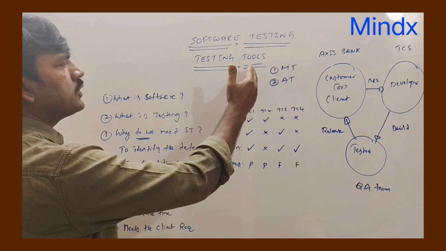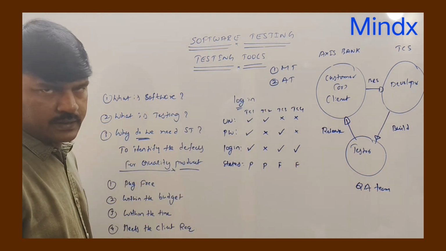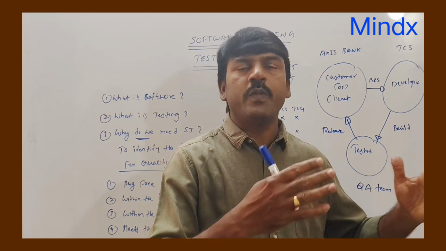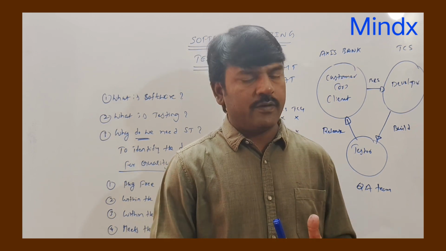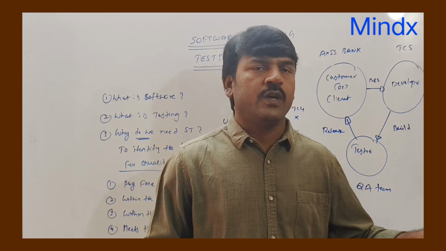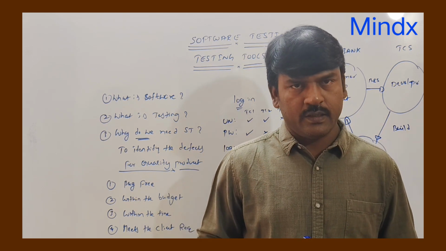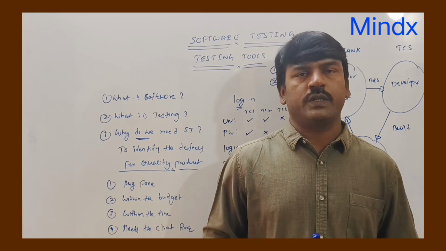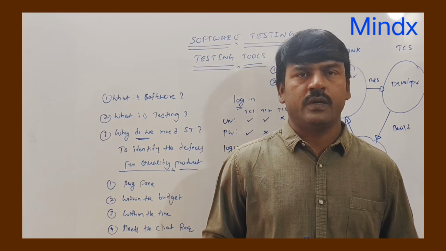For the testing point of view, what is it? Tools. What are the tools? One is manual testing, another is automation. Manual testing, as I said, is software testing with human interactions. That's called manual testing. What is automation testing? Software testing with another software. This is called automation. So these are the two tools for testing an application. For what? To identify defects. For a quality product. So this is the software testing demo. Thank you.